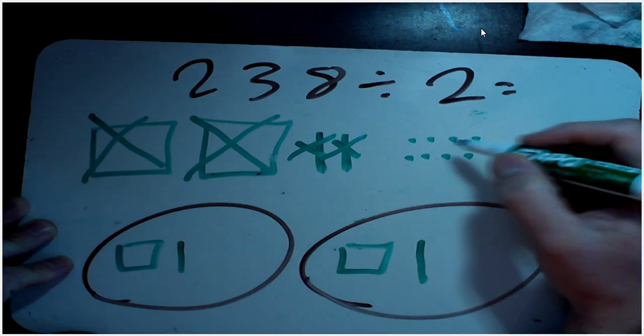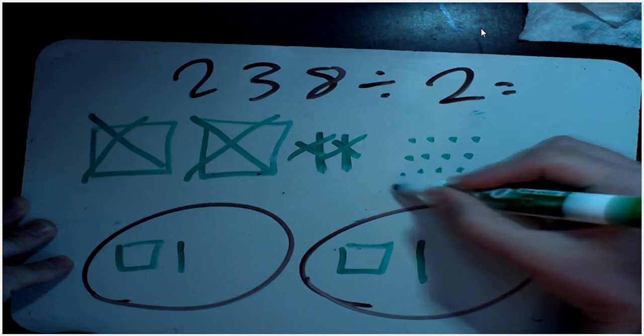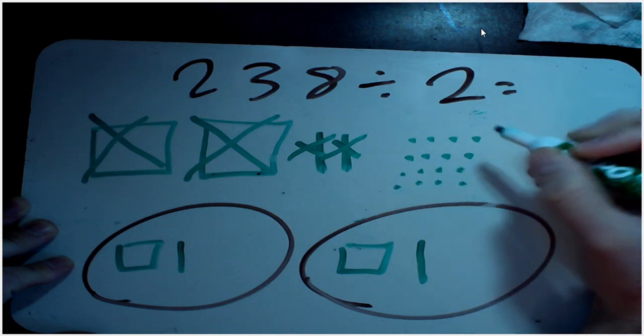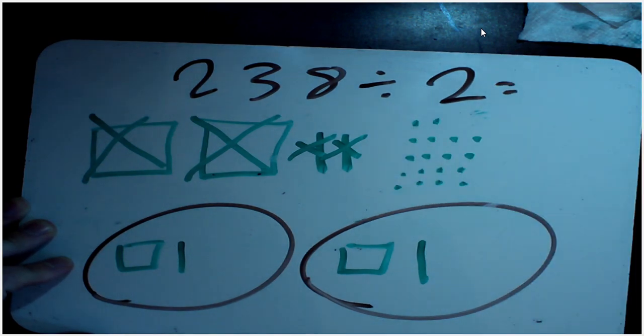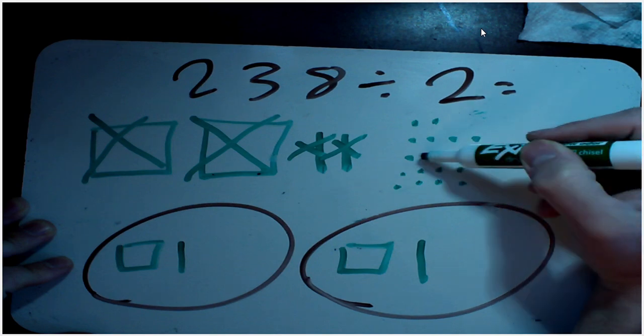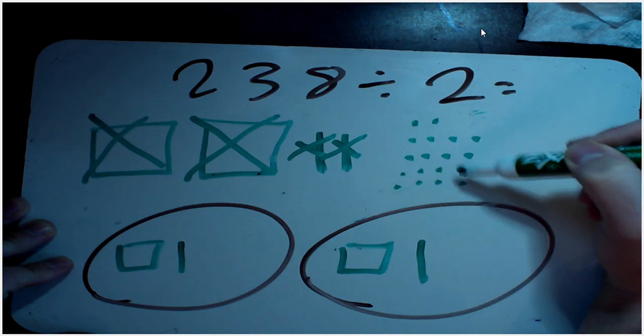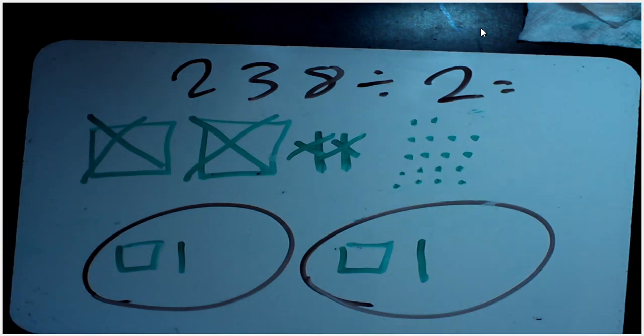So we would have 1, 2, 3, 4, 5, 6, 7, 8, 9, 10. So how many do I have now in total? 1, 2, 3, 4, 5, 6, 7, 8, 9, 10, 11, 12, 13, 14, 15, 16, 17, 18. I have 18 that I have to split into two groups.